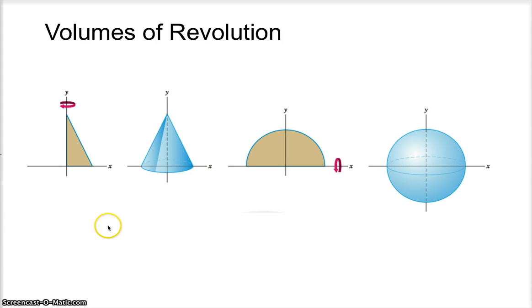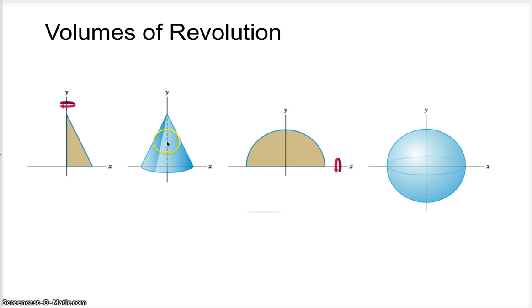Okay, this lesson is volumes of revolution, and what I mean by that is if we were to take a region and revolve it around an axis, we would get a solid, 3D solid. For example, if this triangle right here was revolved around the y-axis, it would sweep out space, and this space would be this cone, for example.